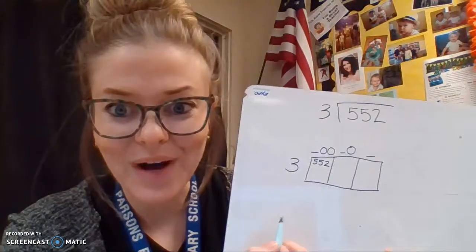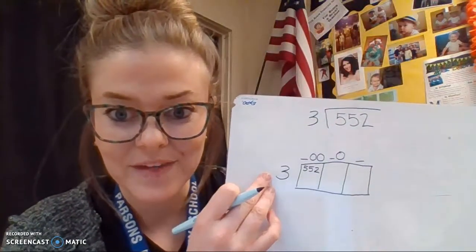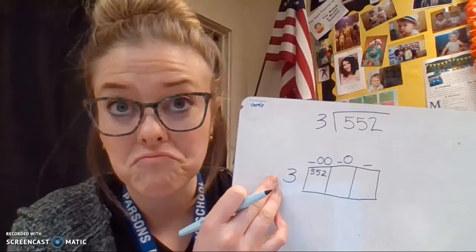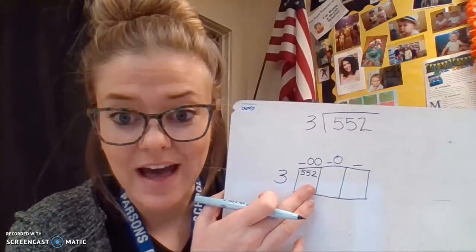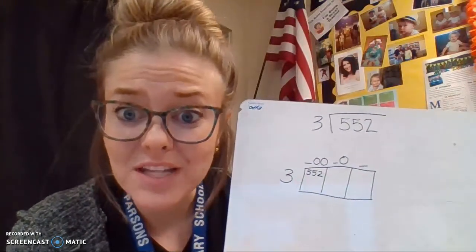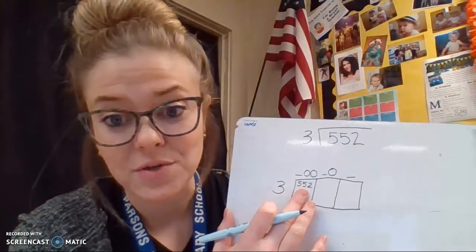Now, I know I can use 100 groups of 3. What's 100 times 3? 300. I can try that. Or I could move it up to 200. Let's try 200. What's 200 groups of 3? Well, 3 times 2 is 6. Add my 2 zeros. That's 600. That's too high. I only have 552.